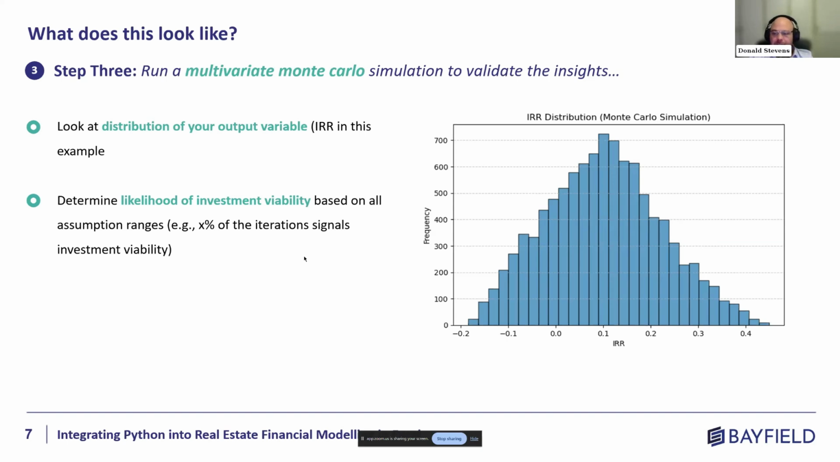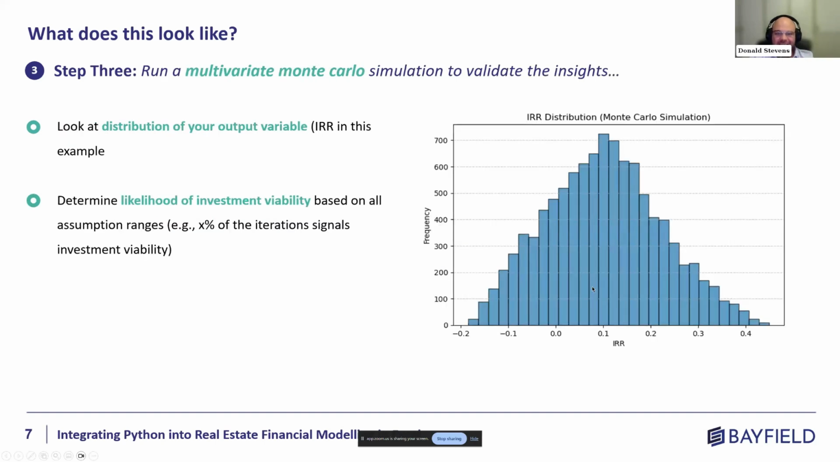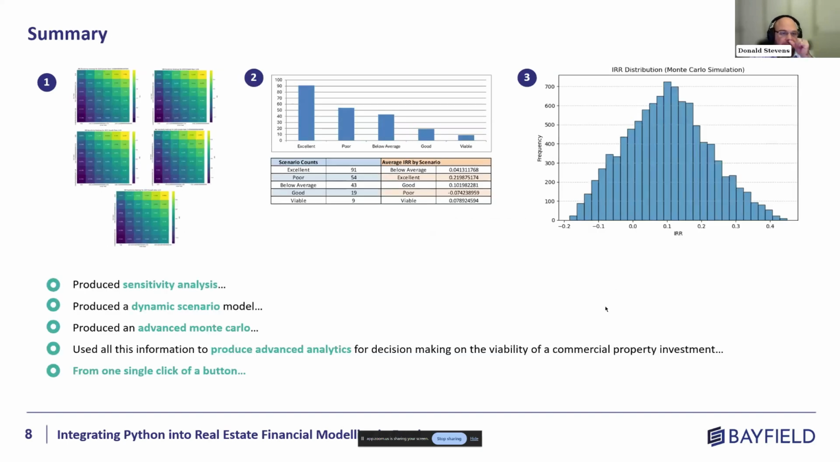When we compare that to our dynamic scenario model, it's a bit lower, which you can expect because of the randomness in there. But collectively, the sensitivity analysis, the dynamic scenario model, and the distribution of your output for the Monte Carlo are all three strong robustness measures for the investment viability that you are trying to achieve and signal. And you can effectively do all of these things at the click of a button.